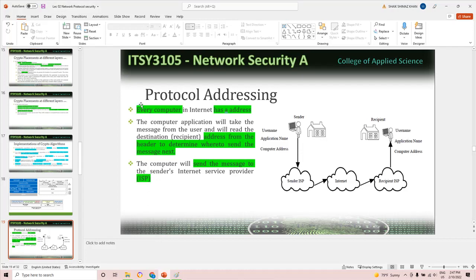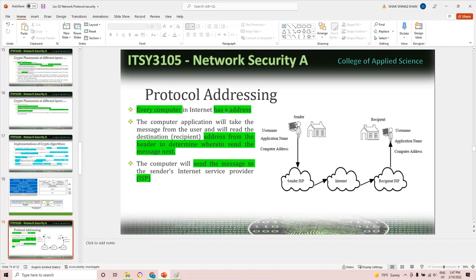The important information is that every computer in the network has an address. Without an address, a system cannot communicate with another system. The address in the header is used to determine where to send the message. For example, you are sending an email. This message you are sending has to reach its destination. So what happens?